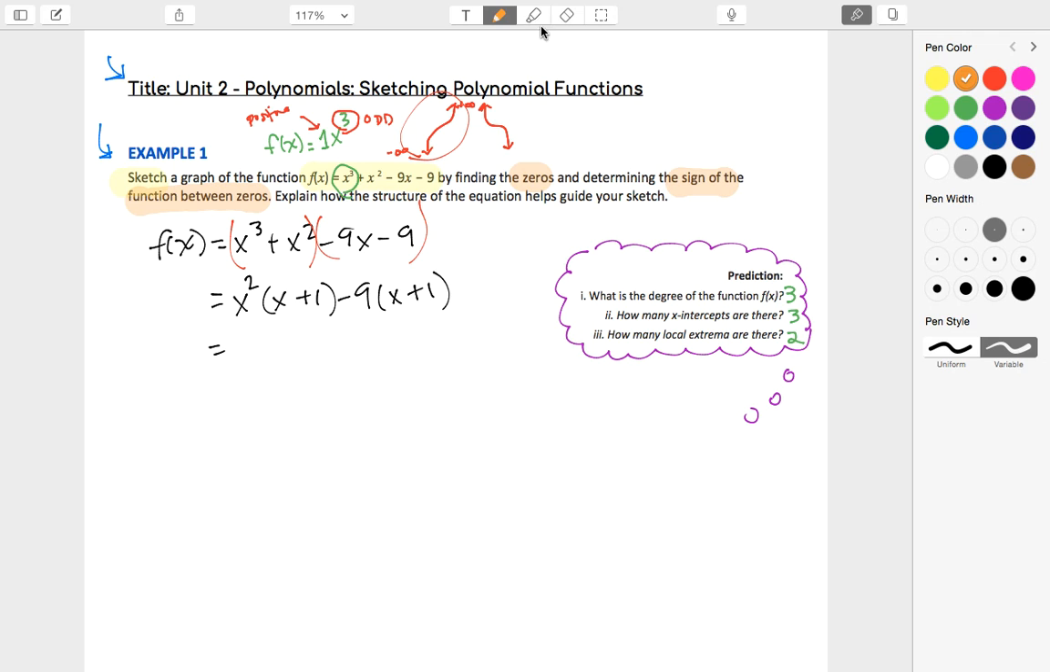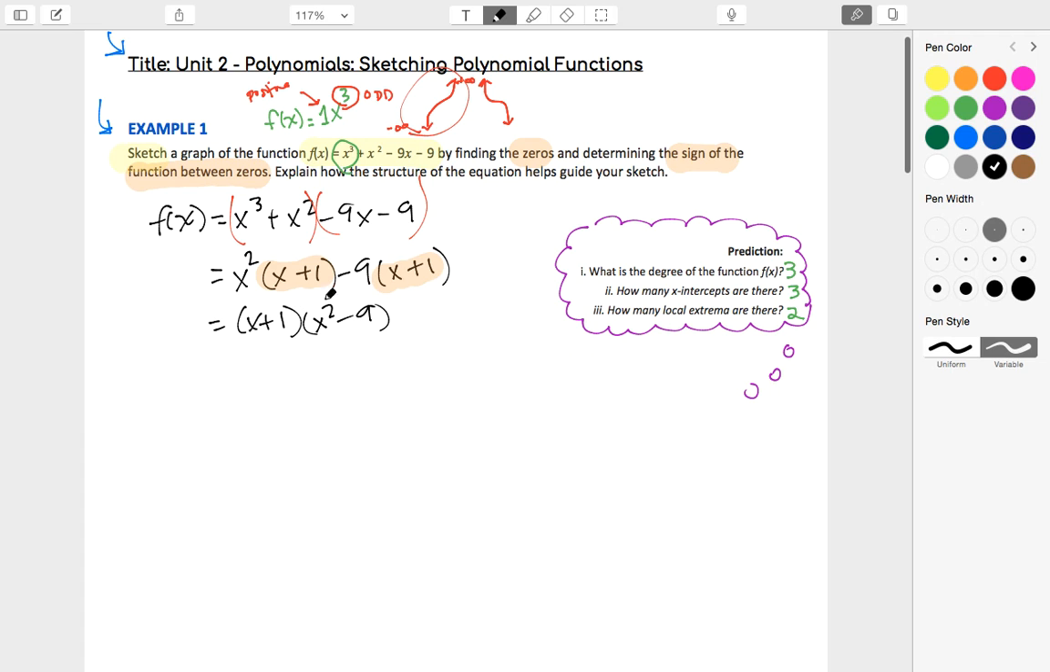Lastly, we look at the second row. What is something that they both have in common? And that is x plus 1 and x plus 1. And we can go ahead and factor that out, and we'll get x plus 1, and then whatever's left over, which is x squared minus 9.